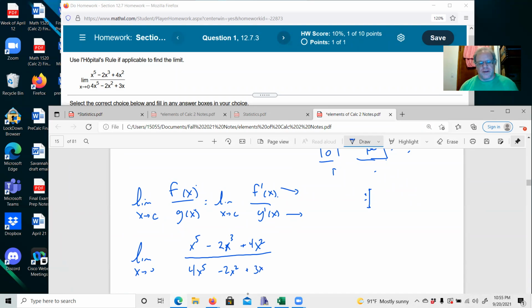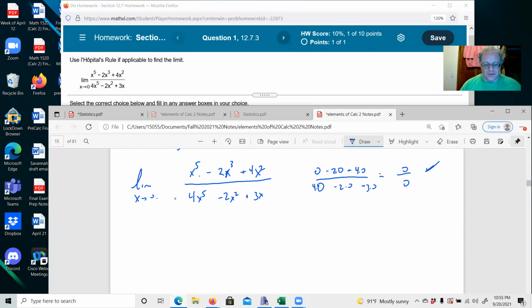So what do we end up with? As x goes to 0, on top we have 0 minus twice 0 plus 4 times 0 squared. On the bottom we have 4 times 0, minus 2 times 0, plus 3 times 0. That looks a lot like 0 over 0 to me. Check, it's indeterminate. We can use L'Hopital's. So the next step is to apply L'Hopital's.